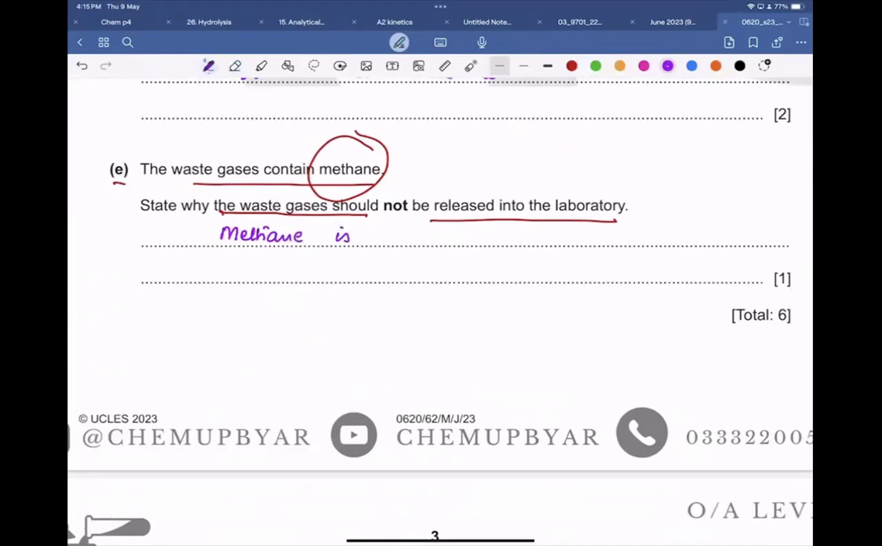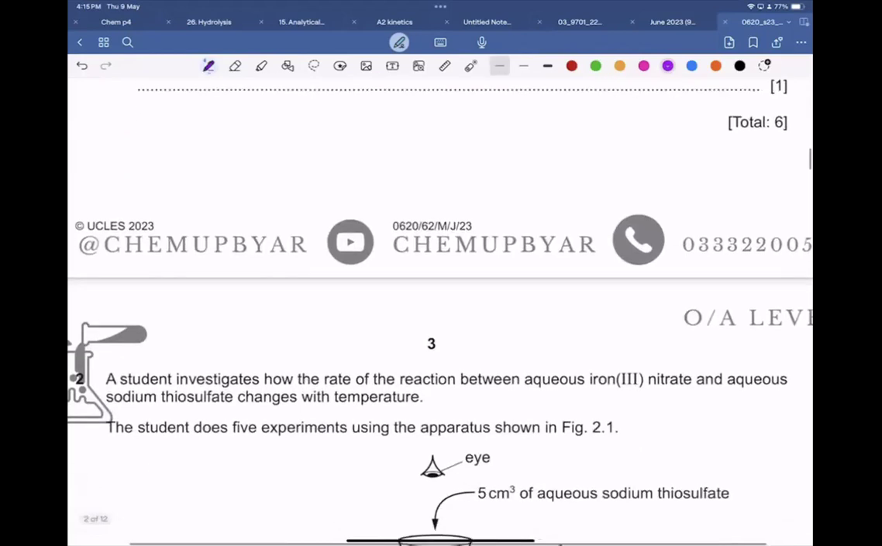Methane is flammable, hence catch fire. Okay.